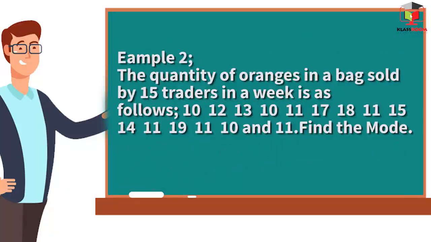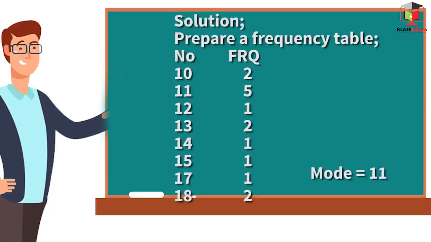Example 2. The quantity of oranges in bags sold by 15 traders in a week was as follows: 10, 12, 13, 10, 11, 17, 18, 11, 15, 14, 11, 19, 11, 10, and 11. Find the mode. Solution. Prepare a frequency table. Thus, under column 1, we have number of oranges and then their frequency.